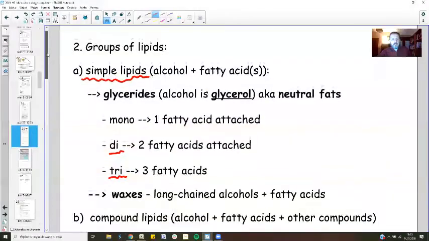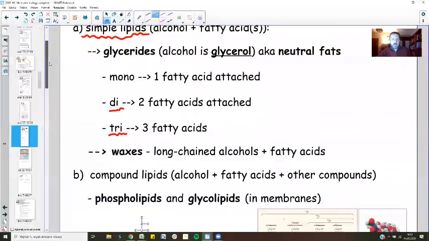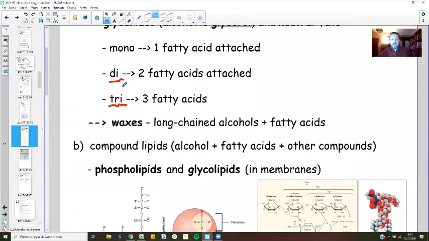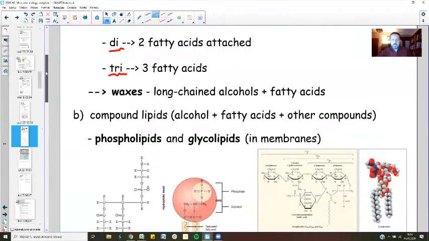Another simple lipid is waxes. They differ from glycerides because here the alcohol is a long chain attached to fatty acids. Waxes, as we know, for instance, cover the surface of leaves, preventing the uncontrolled loss of water in plants. Of course, we also put wax on our car, not to let the water stick to it.